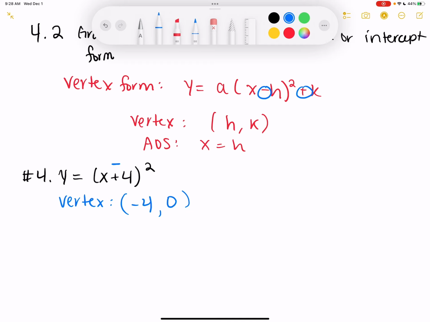That'll kind of help you with that. So then my axis of symmetry is where? X equals negative 4. And just like how we determined if it opened up or down in the first section that we did, if there's a positive or negative out front, that determines opens up or down. So this one's going to be up.